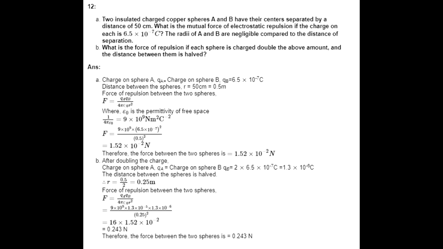Now, if you double the charge, then instead of Q1Q2 it is 2Q1 × 2Q2, and the separation is made half, which means instead of r² it is (r/2)². So (r/2)² gives a multiplication by 4, and in the numerator 2 × 2 is 4, so it will be 16 times increasing. So the new force is around 0.243 Newton, which is 16 times more than the initial one.